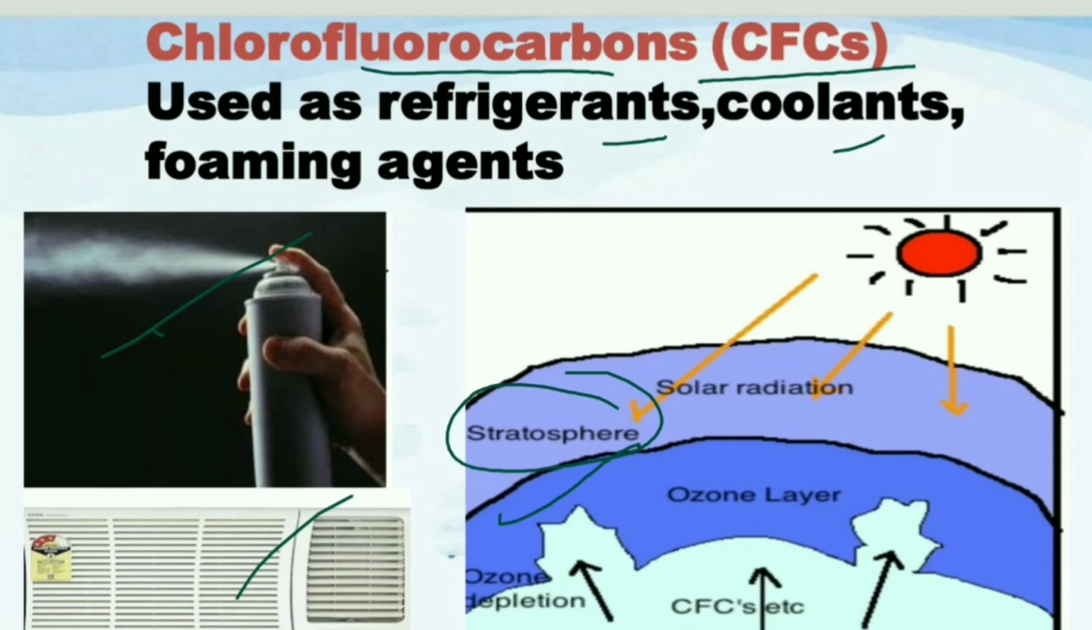But in the absence of this ozone layer, these ultraviolet radiations are able to reach the earth's surface and cause skin cancers and damage to eyes. Harmful effects on the growth of plants are also seen because of these ultraviolet radiations.